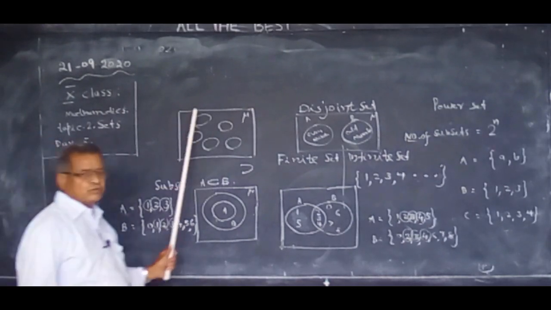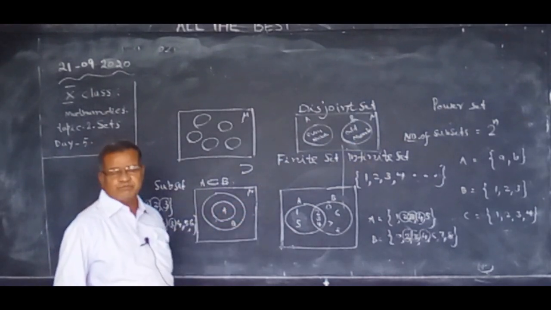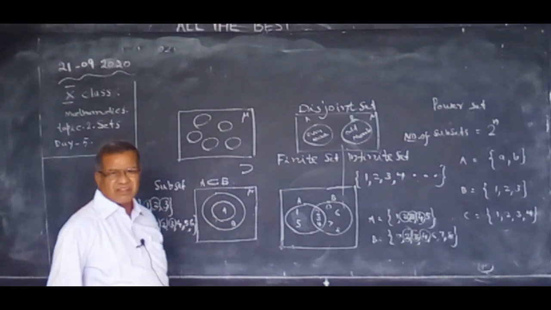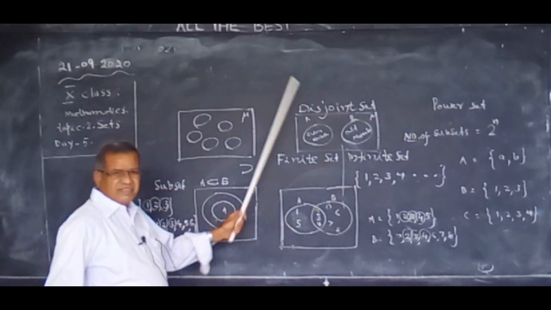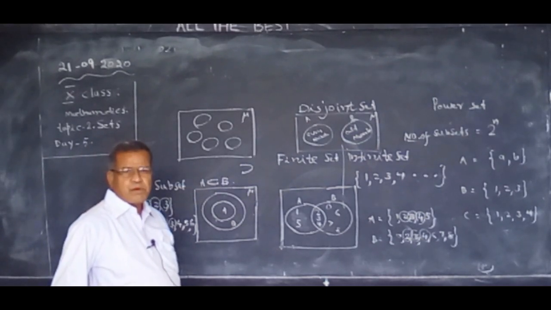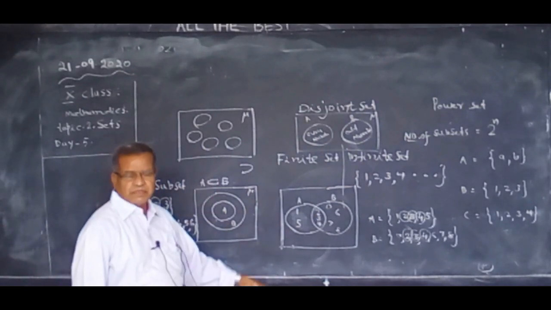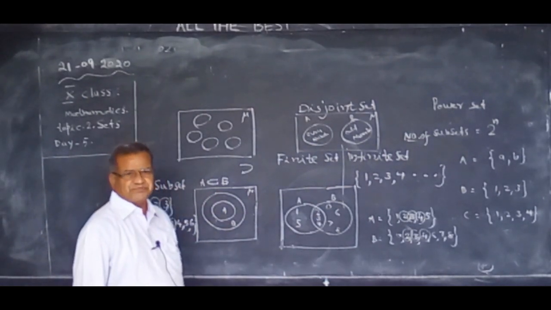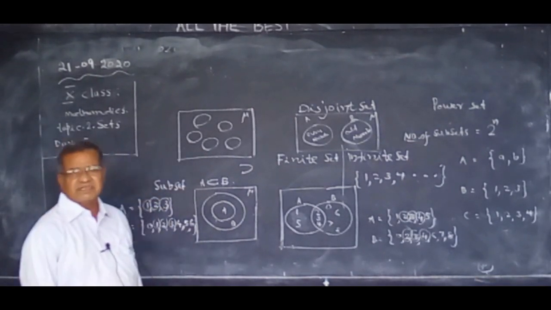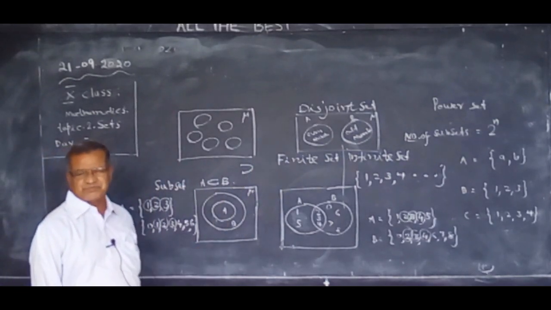Clear now? Please go through this one, the types of sets. In the textbook they are not given in order. All sets are not given in one place. So I am explaining the types of sets. Next, how to list all subsets of a set.